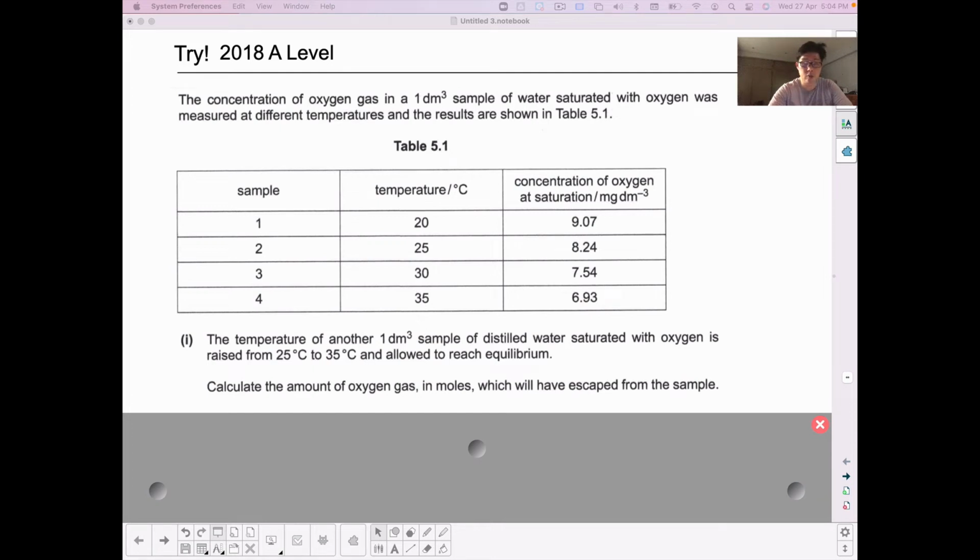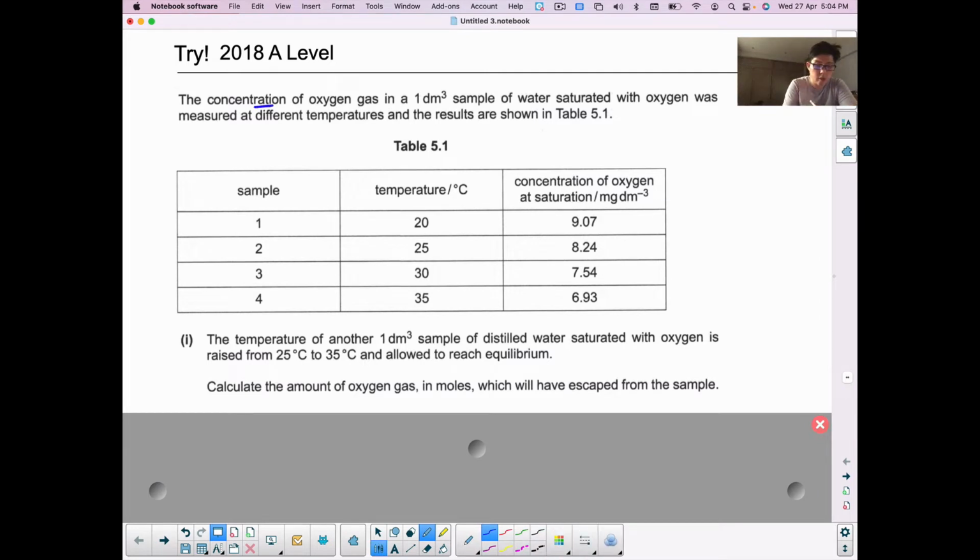Okay, let's try this 2018 A-level question. The concentration of oxygen in 1 dm³ of water saturated with oxygen was measured at different temperatures, and the results are shown. They give you all the different temperatures, and these are the concentrations of oxygen at saturation. The temperature of another 1 dm³ sample of distilled water saturated with oxygen is raised from 25 to 35 degrees Celsius and allowed to reach equilibrium. Calculate the amount of oxygen in moles which has escaped from the sample.